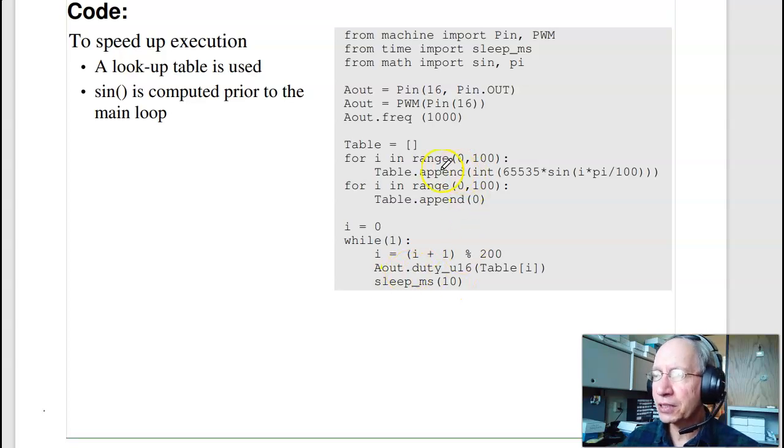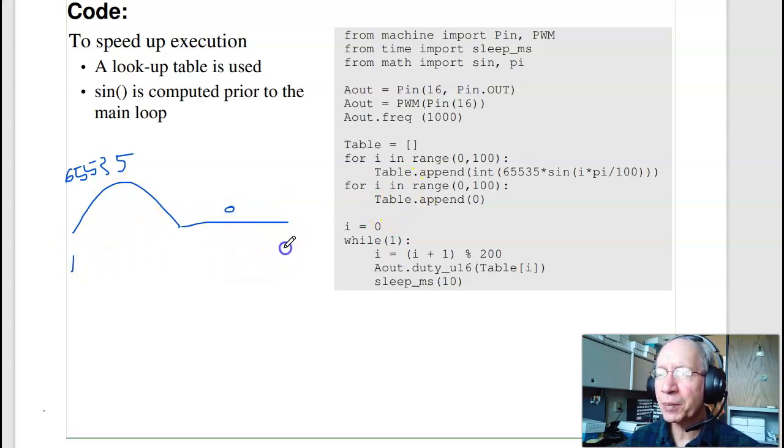What the lookup table does is, when I have 100 elements in the lookup table, I'll fill it in before I start. Actually 200 elements. The first 100 elements is just a half rectified sine wave that goes from 0 to 65,000. That's full scale. Back down to 0. I'll then have 100 zeros after that. So I've got 200 elements in my array. I'm going to spin through that array, counting mod 200. Every 10 milliseconds, I'll go to the next element, and that'll do my pulse width.